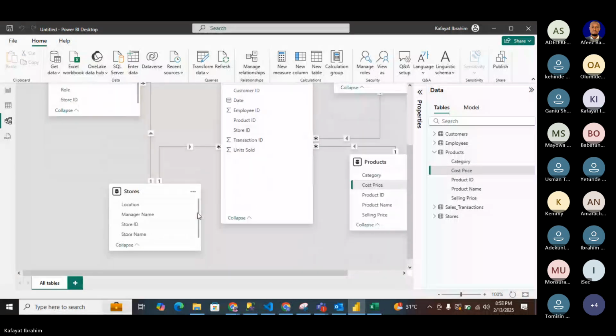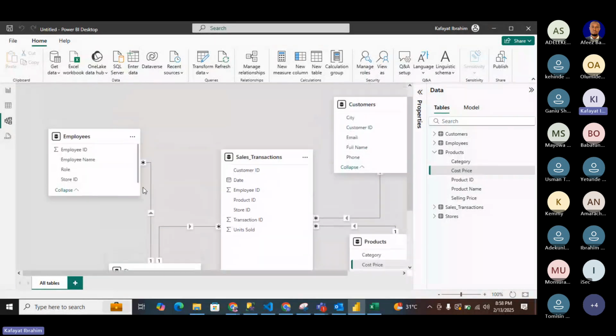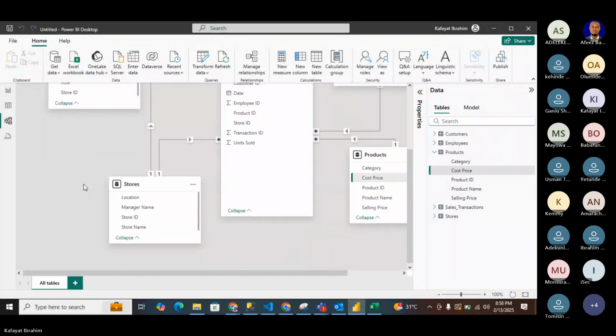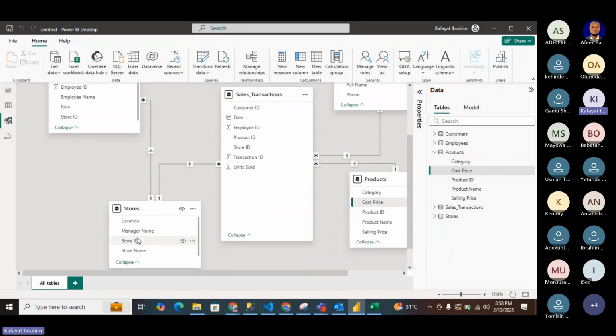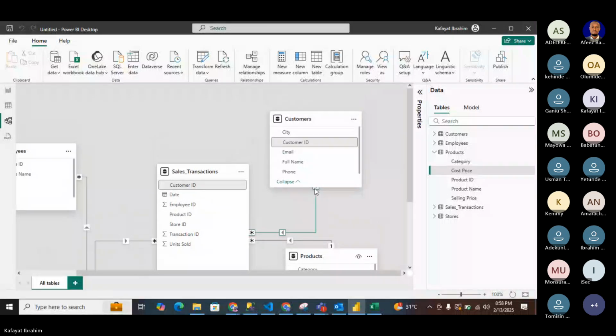Employee to my store, coming in. Employee ID, name, role, store ID. Okay. Then we have store ID. We have employee ID. I think the employee ID should work. We have customer.